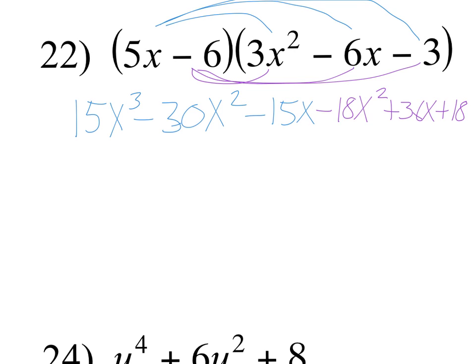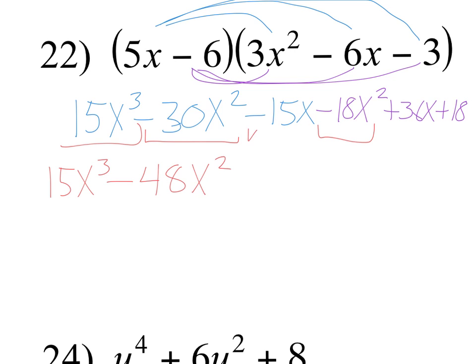I'm going to combine some like terms. Nothing goes with x to the third, so I've got 15x to the third. With negative 30x squared, I've got negative 18x squared, so it's minus 48x squared. With minus 15x, I've got plus 36x, so that's plus 21x. And then I've got plus 18 all by itself.